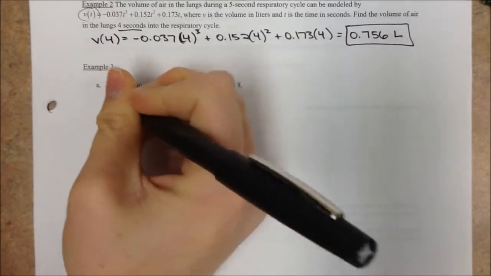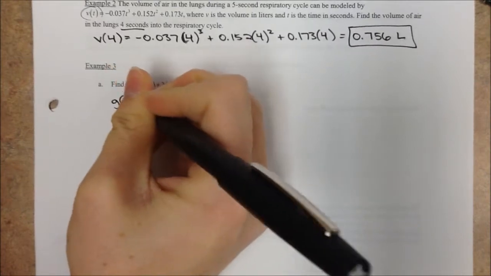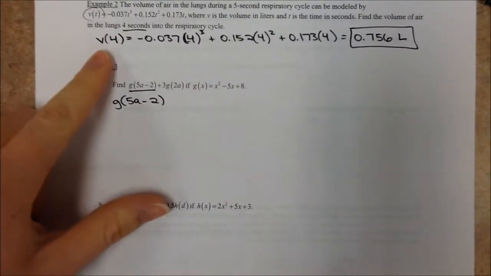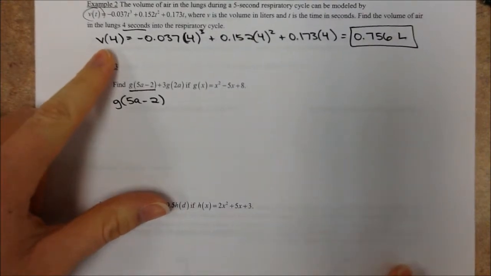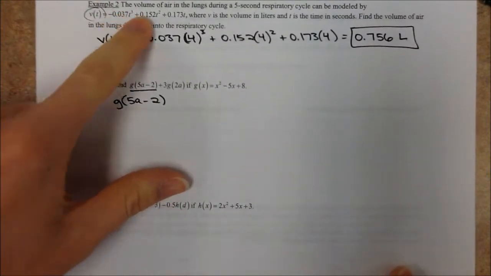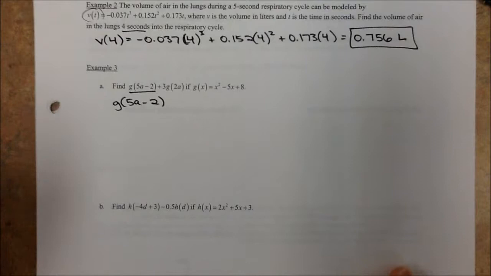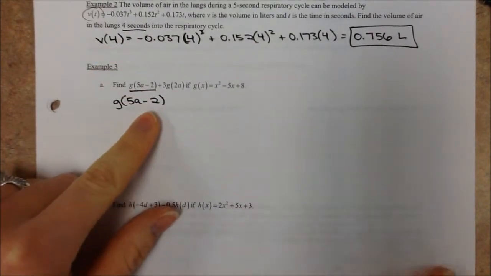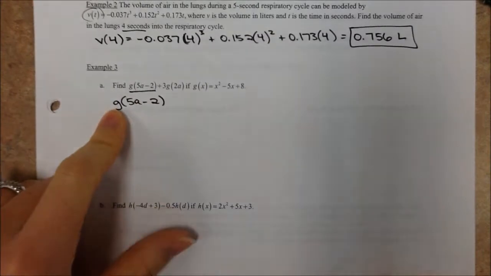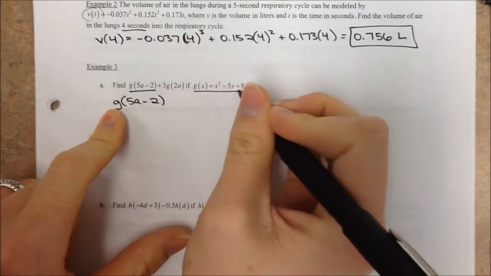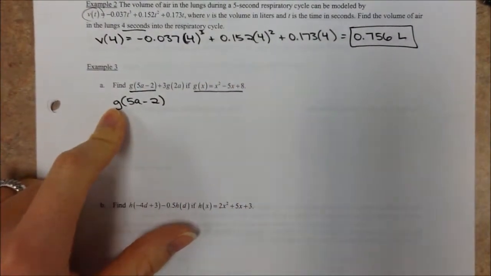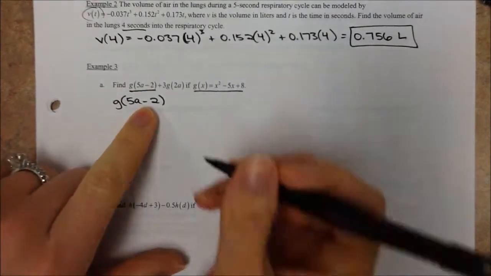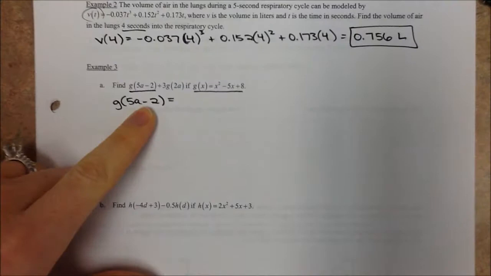So g of 5a minus 2. What that means is the exact same thing that notation meant up here. What this notation means is we use my function v, which I had right here, and every single time I see the variable, I replace it with a 4. So the logic is the exact same right here. I start with my function g, which they gave to me right here, and every single time I see the variable, I replace it with a 5a minus 2. Okay, so let's at least set it up, and then we'll work on simplifying.